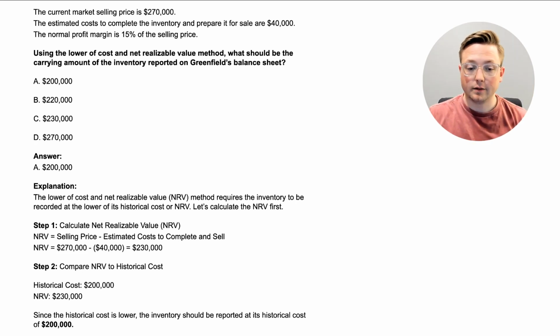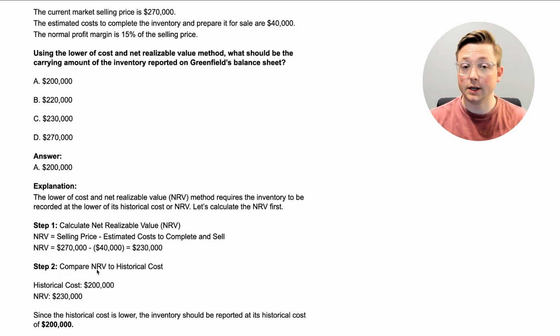Let's calculate the NRV. So NRV, just as a reminder, is the expected selling price less any estimated costs to complete it and make it ready for selling. So estimated cost to complete and sell, that is what you're taking away from the selling price, and that will give you the net realizable value. So net realizable value in this case is the $270,000, that's the selling price, less the estimated cost to complete the inventory and prepare it for sale. So the net realizable value is $230,000.